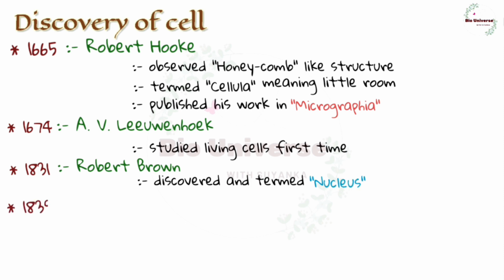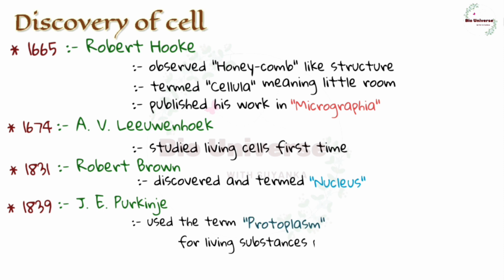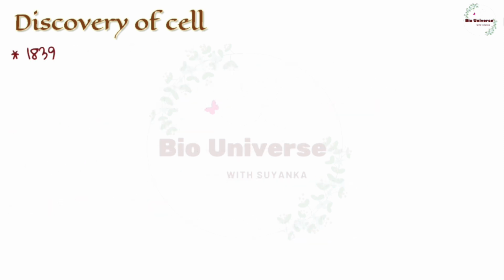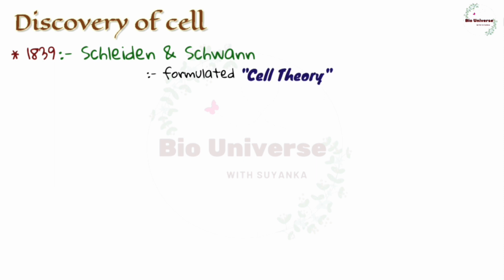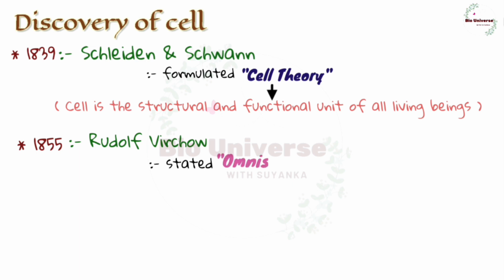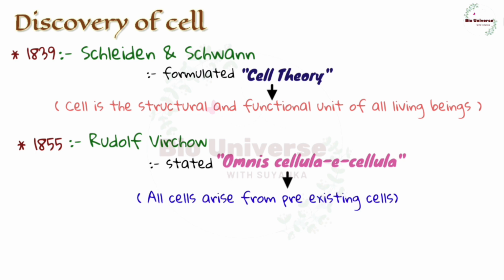In 1839, J. E. Purkinje used the term protoplasm for the living substance present inside the cell. In 1839, two German biologists, Schwann and Schleiden, formulated the cell theory. According to them, the cell is the structural and functional unit of all living beings. In 1855, Rudolf Virchow, a German pathologist, stated omnis cellula e cellula, which means all cells arise from pre-existing cells. He modified the cell theory by adding this generalization.